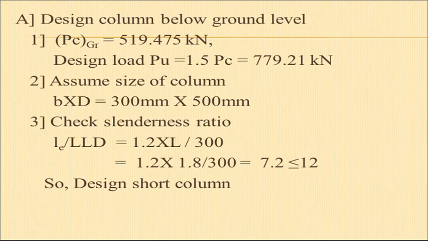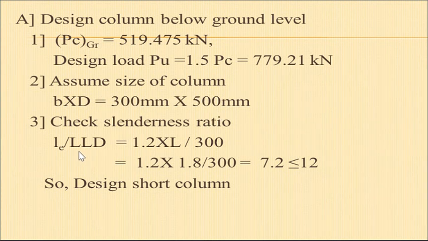Now step number 1, design column below the ground level. The load on the column is 519.475. That's why the design load is equal to 1.5 times PC. Therefore it is 779.21. That means it is 780. Then assume the cross section of the column, say 300 by 500.